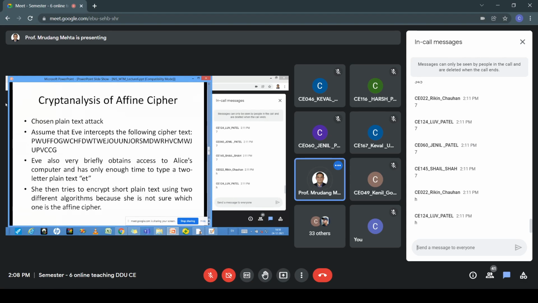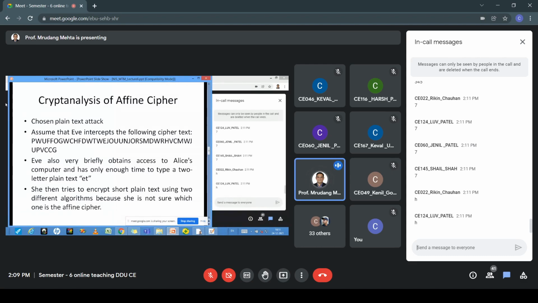Okay. Now, the next important part is cryptanalysis of affine cipher. How can we perform cryptanalysis, because the total number of possible keys is 360? Is there any other way than brute force? Because brute force is going to take a lot of time. So what are the possible alternatives? Here let us see the chosen plaintext attack.